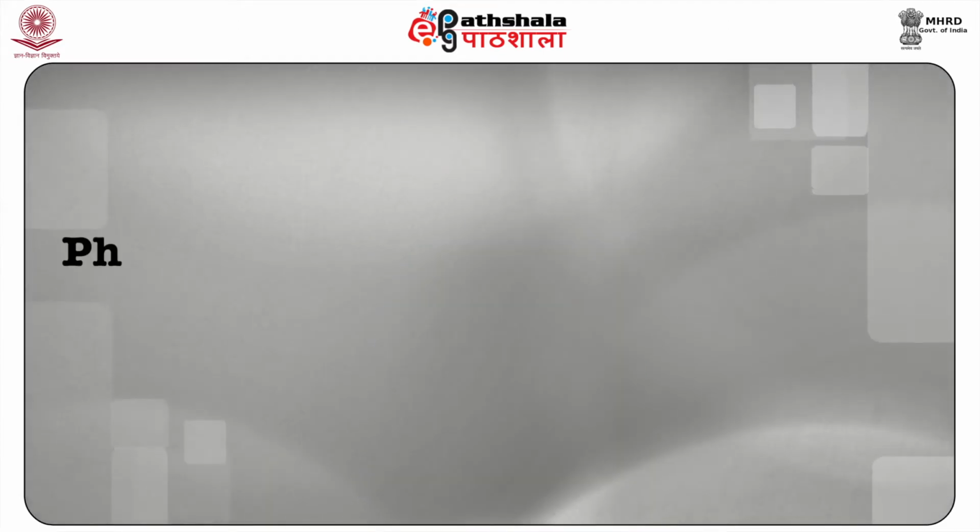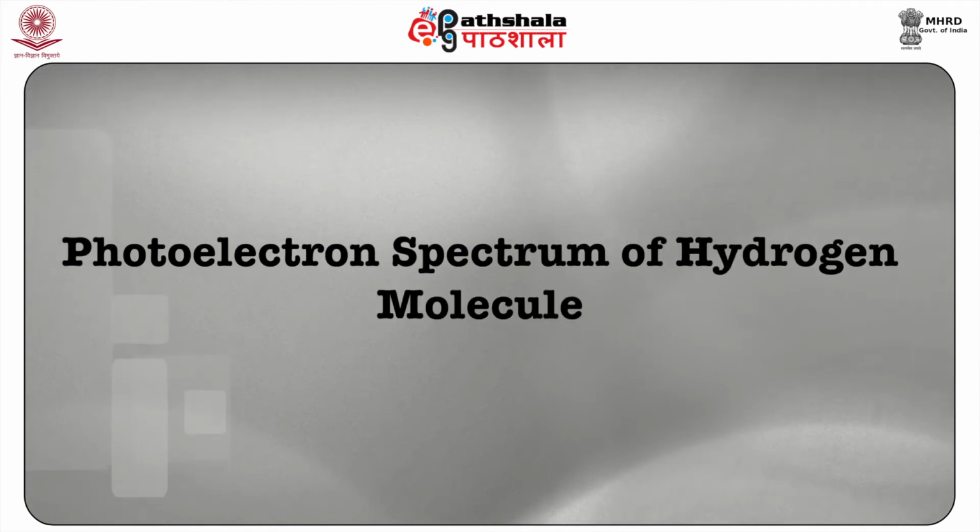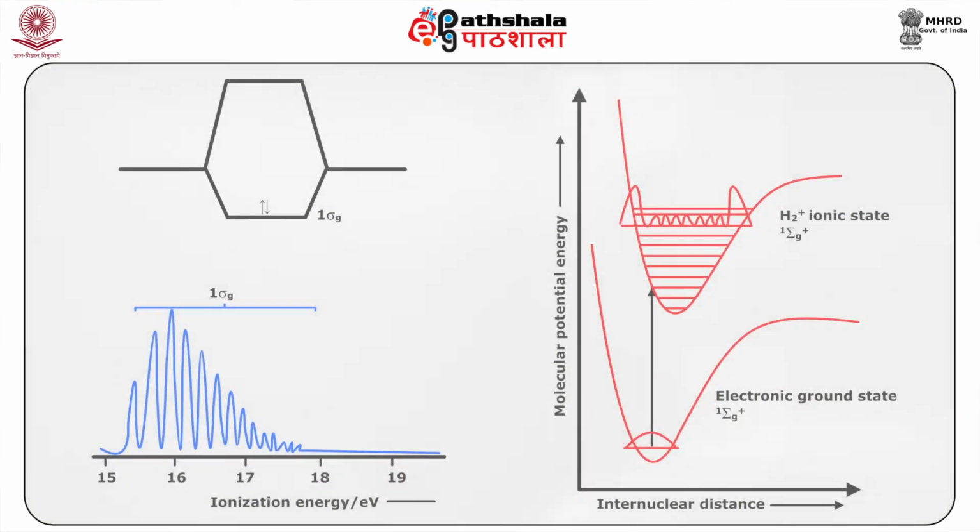So, using whatever we have learned up till now, we will study the photoelectron spectrum of the hydrogen molecule. Now, as shown in the figure, the electron configuration is 1 sigma g squared, and since this is a closed shell system, the ground state is going to be singlet sigma g plus. When an electron gets ionized, you are left with an ion which has an electron configuration of 1 sigma g one, and the state now becomes a doublet state, 2 sigma g plus.